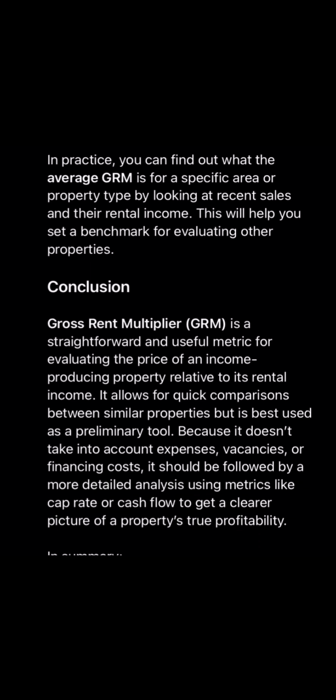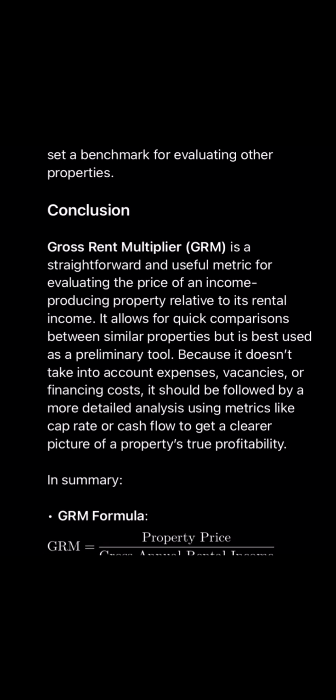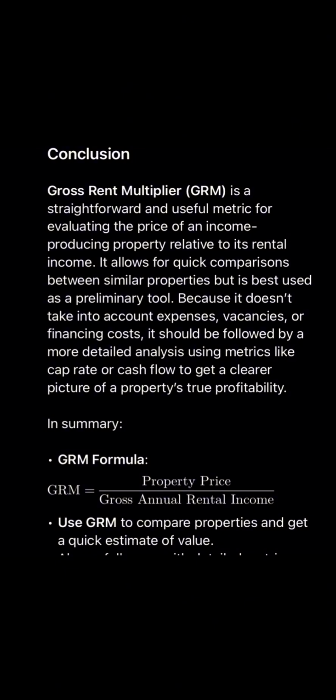Conclusion. Gross rent multiplier, GRM, is a straightforward and useful metric for evaluating the price of an income-producing property relative to its rental income. It allows for quick comparisons between similar properties, but is best used as a preliminary tool. Because it doesn't take into account expenses, vacancies, or financing costs, it should be followed by a more detailed analysis using metrics like cap rate or cash flow to get a clearer picture of a property's true profitability.